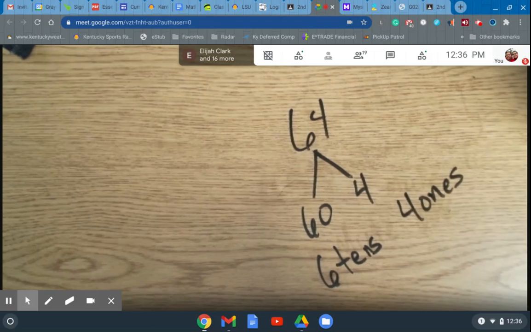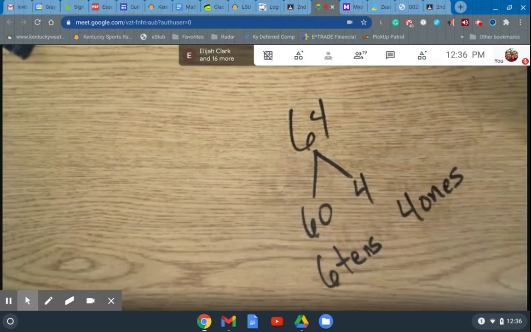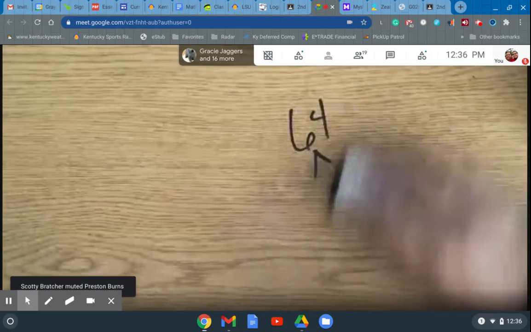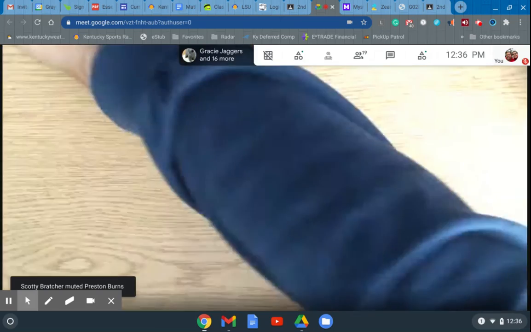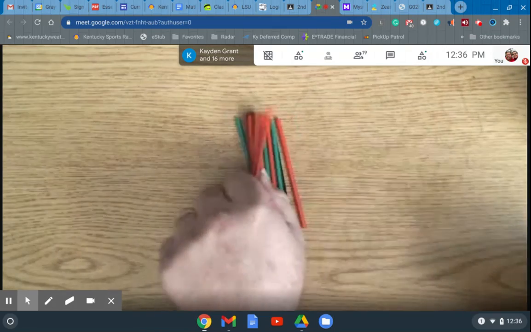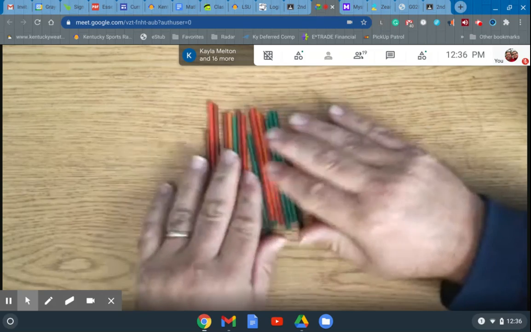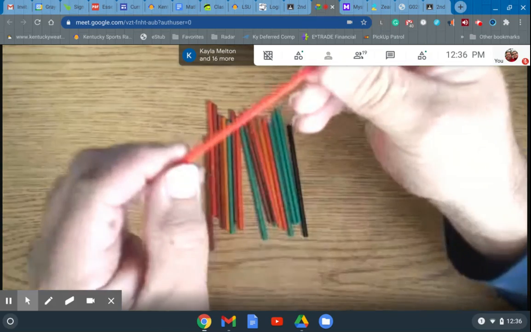All right. So we've worked and worked and worked on that. But now we need to be able to take some tens and ones and do something with them instead of just saying this is so many tens and this is so many ones. So I have some sticks here. Let's look at these sticks.